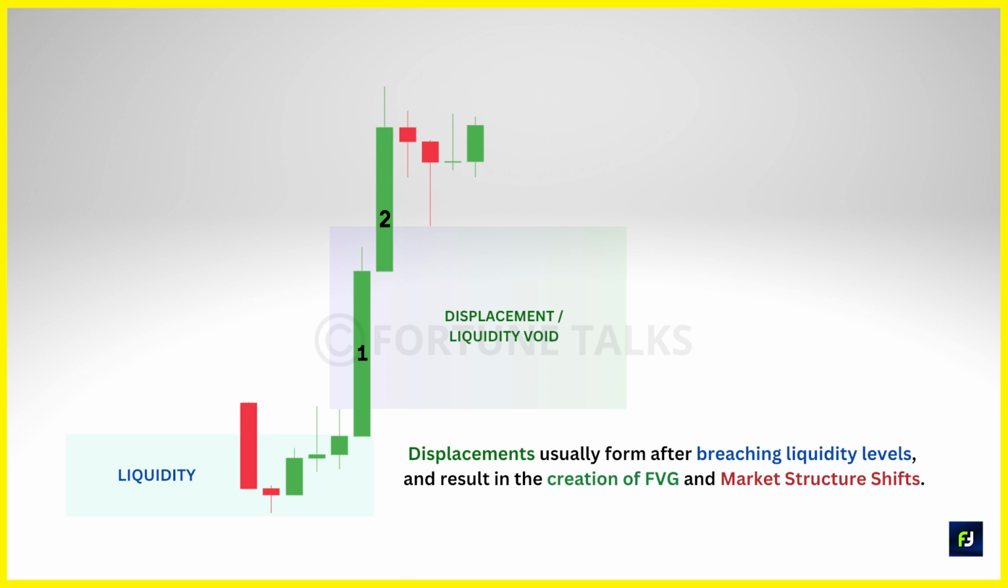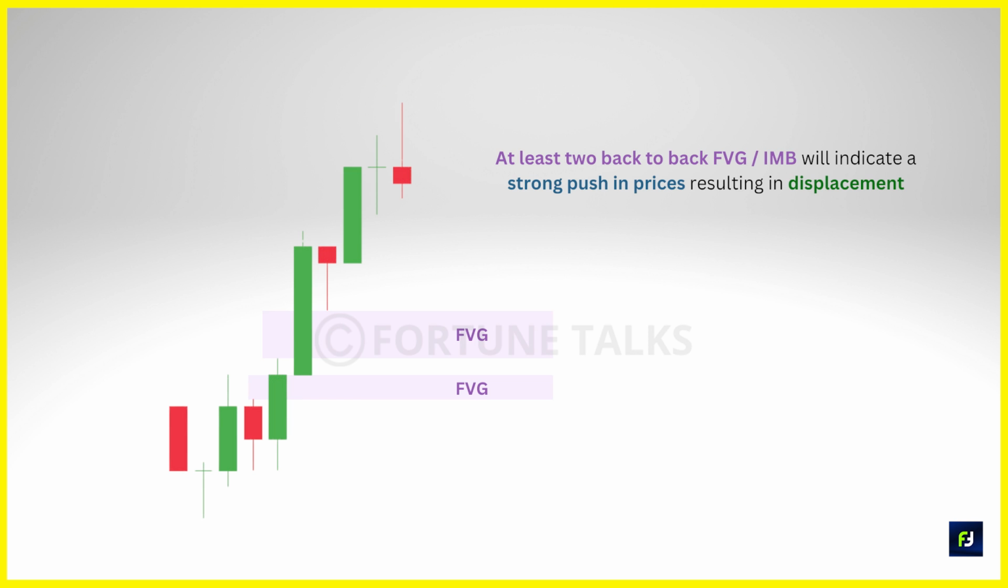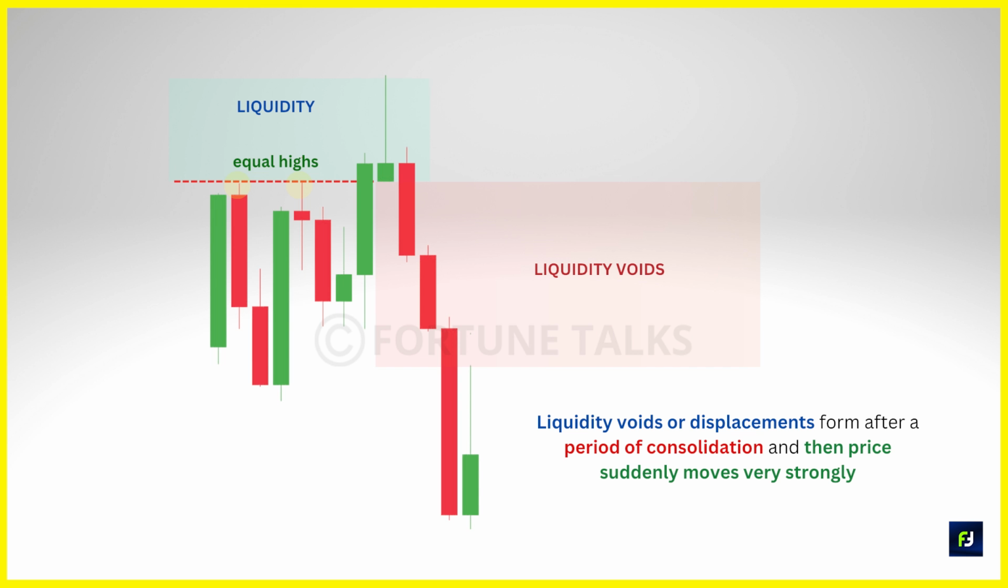Often, a displacement or liquidity void will occur just after a liquidity level has been breached and will often result in the creation of fair value gaps and a market structure shift. We can also think of displacements in relation to fair value gaps. At least two back-to-back fair value gaps will indicate a strong push in prices resulting in a displacement. Usually, these liquidity voids or displacement moves form after a period of consolidation, and then the price suddenly moves up or down very strongly, printing one or more large-bodied candles.